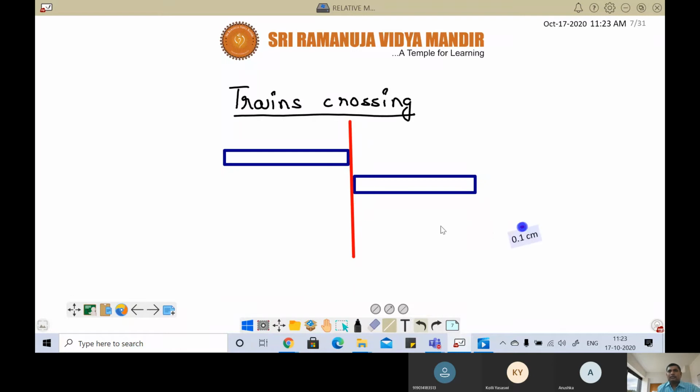Always remember, initially this is the position. This is the initial position. This is A, and let's say this is B. Now the final position will be, because we'll stand on one of the frames. Suppose, let us say if you stand on frame A, then frame A will be at rest.